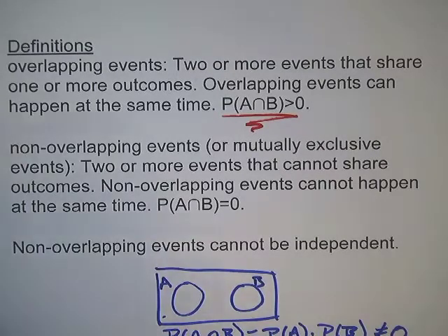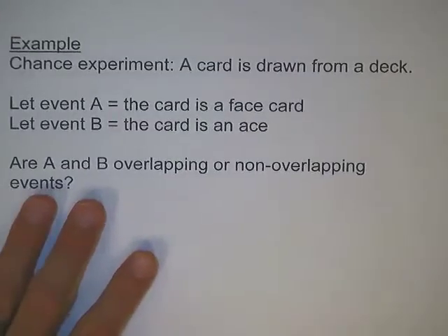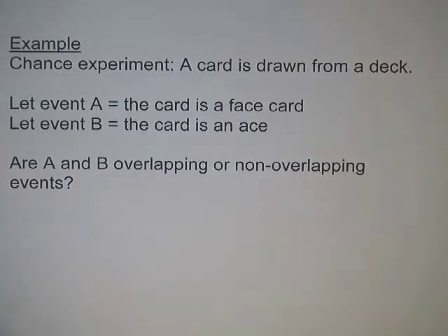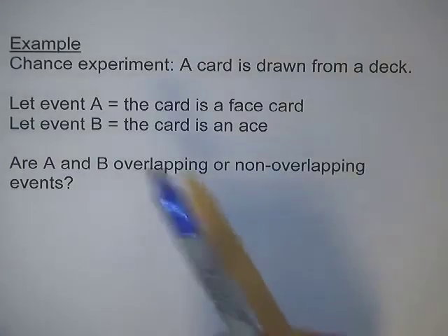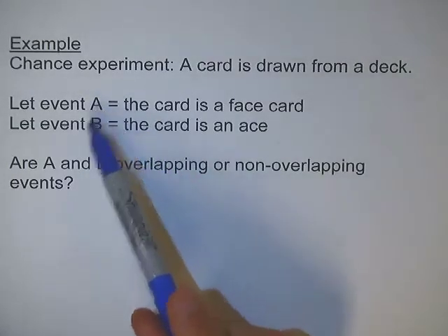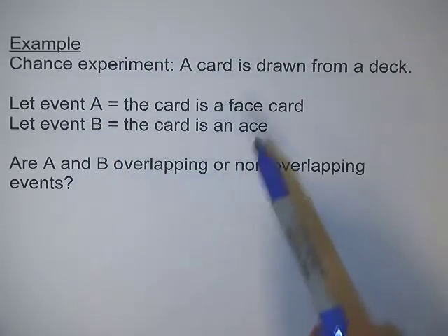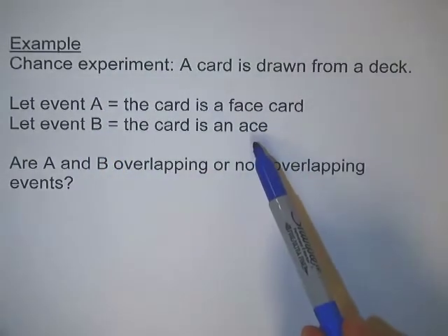All right, so let's take a look at one last example here. If we look at this chance experiment, a card is drawn from a deck. Event A, the card is a face card. Event B, the card is an ace. Are A and B overlapping or non-overlapping events? So basically, can we have an outcome that is in both A and B? Can we get a card that is both a face card and an ace?